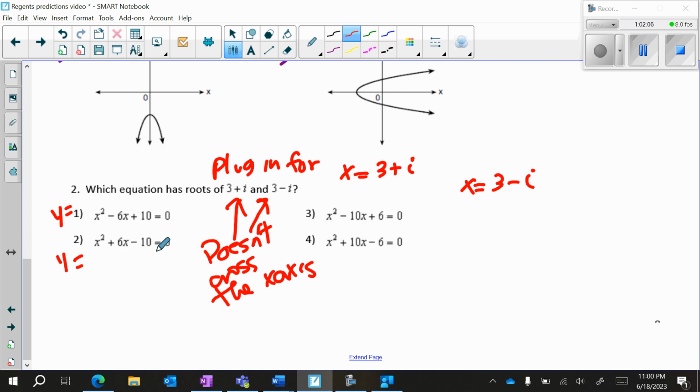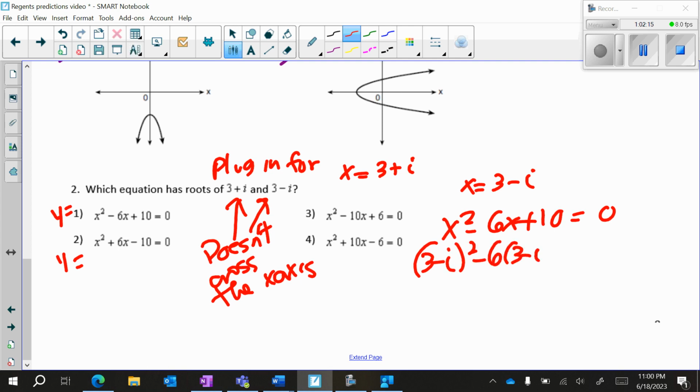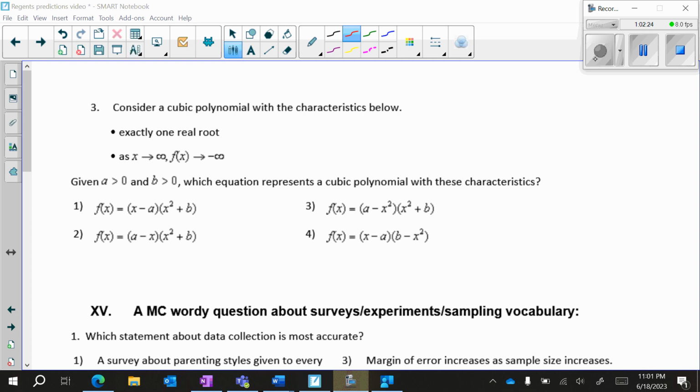So what do I mean by that? Let's say I was doing choice 1, x squared minus 6x plus 10 equals 0. I would plug in (3 minus i) squared minus 6 times (3 minus i) plus 10, and see in the home screen if it equals 0. And if it does, that's going to be one that works. Now, very likely is that they ask you something about the type of root and the end behavior.